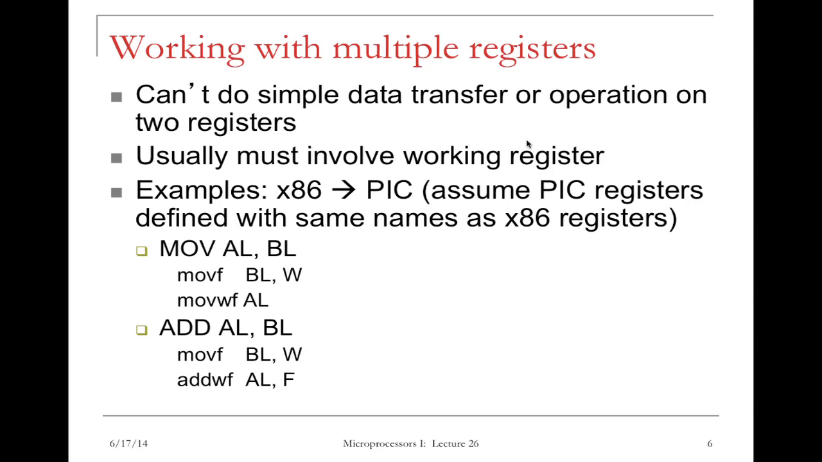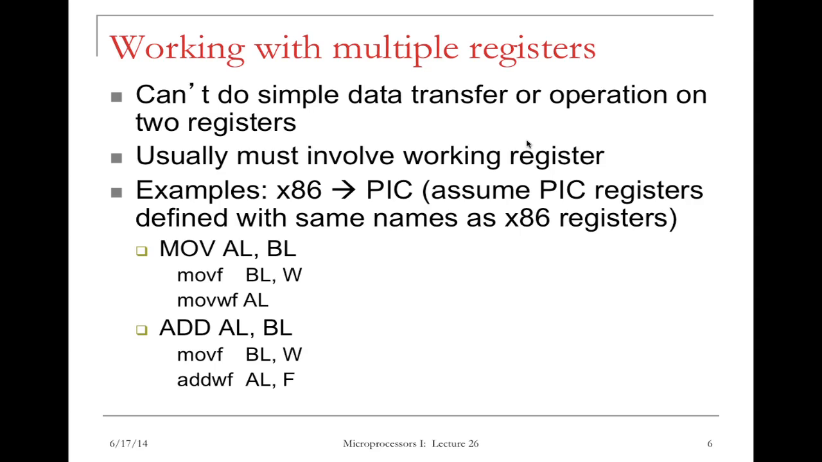And we have some examples here. In these examples, we first have the x86 assembly language instruction, then we see how we're going to implement the same function using PIC assembly language. First example, MOV AL, BL. This is to copy the value from BL to AL. And let's assume that we declared AL and BL as registers in PIC. And so if we want to do the data copy from register BL to AL, we actually have to use two instructions.